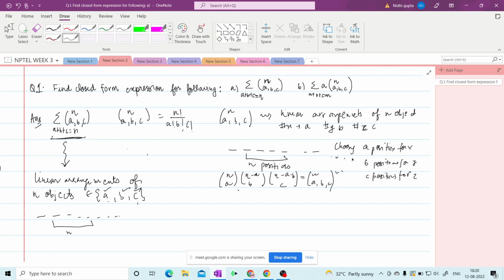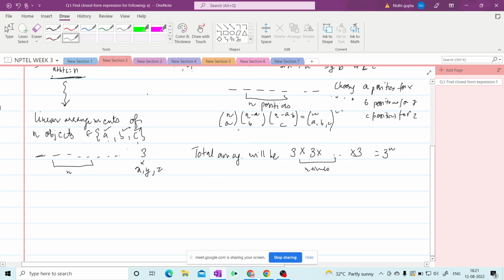So in a way, for each of the n positions, we have three options, which are x, y, z. So we see that total arrangements will be, we have n positions and three options for each position. So it will be 3 times 3 times till 3, n times, which is just 3 raised to the power n.